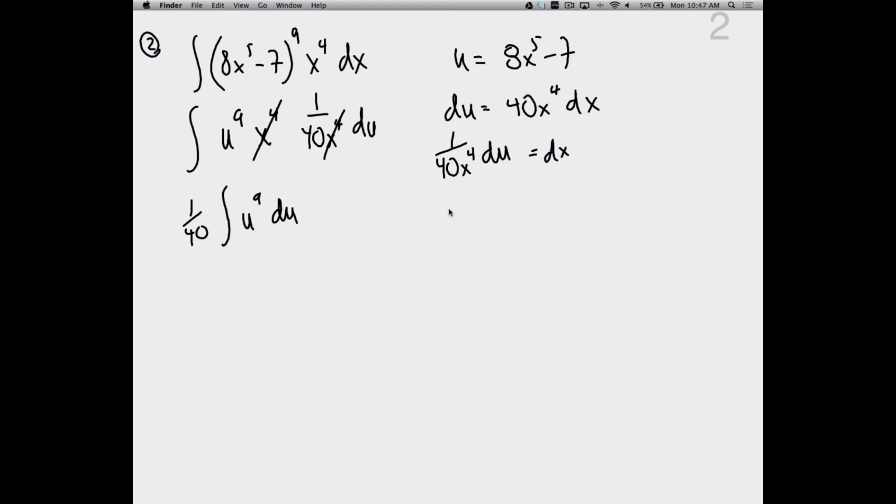Right, Cole? What's the antiderivative of u to the 9th? 9 u to the 8. No, 10. 1/10 u to the 10th, plus c. Good. Okay, and then clean it up. 1/400th, and 5th minus 7 raised to the 10th power plus c.